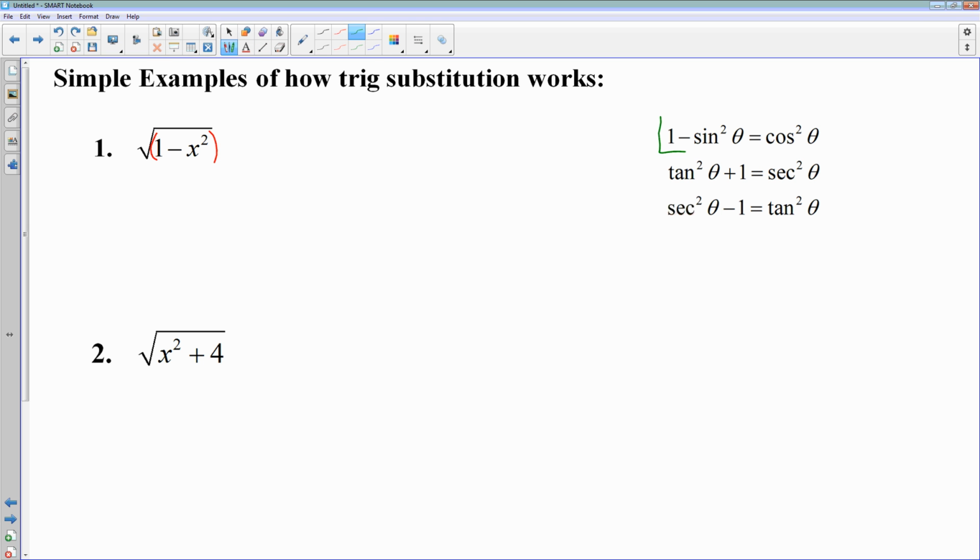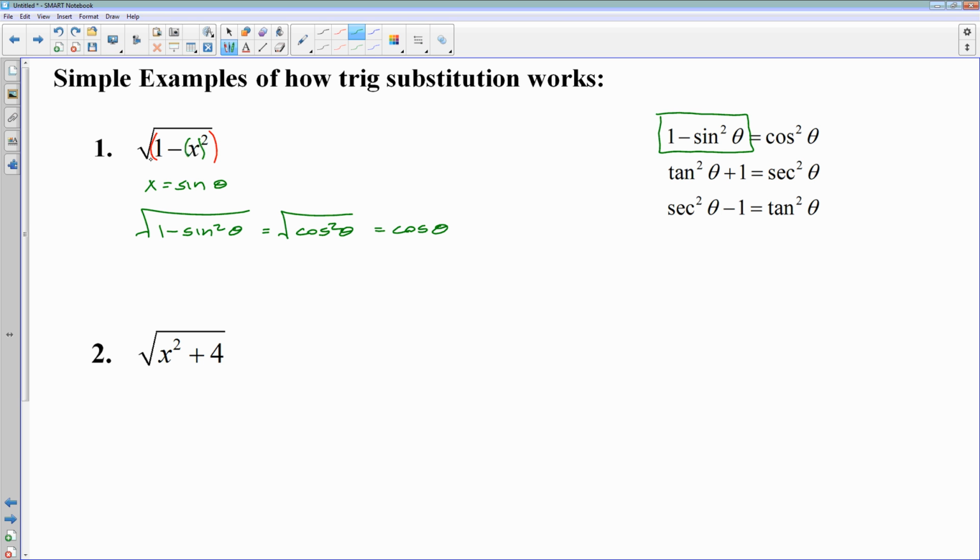So in order to make that happen, all I need to do is take out my x and pretend that x is equal to sine of theta. If I make that substitution for x, then what I have under the square root is the square root of 1 minus sine squared theta. Now I'll use the identity: 1 minus sine squared equals cosine squared. And the square root of cosine squared is just cosine theta.